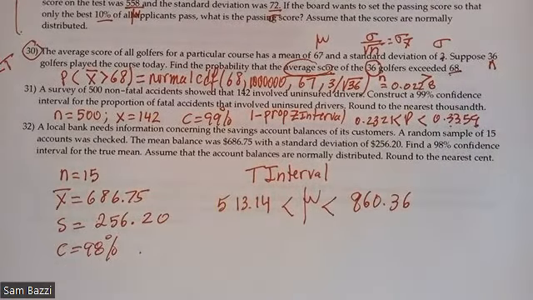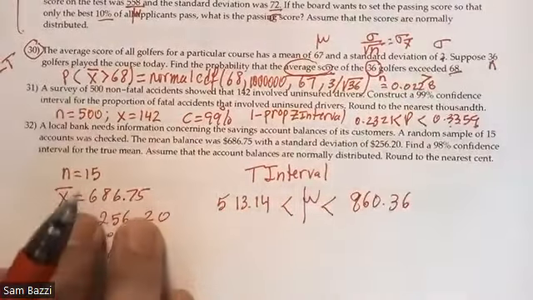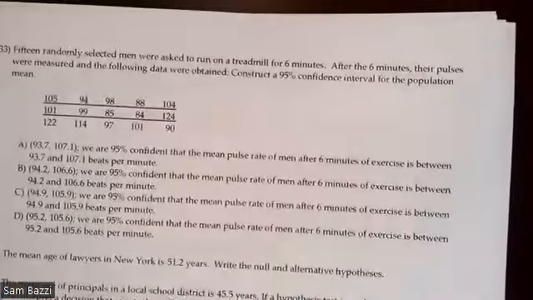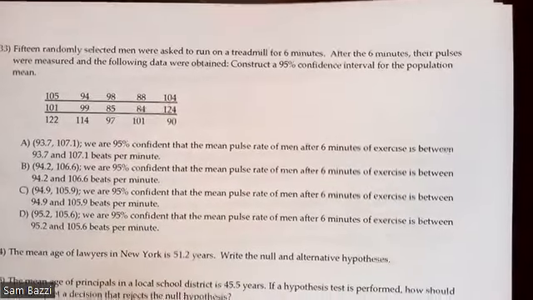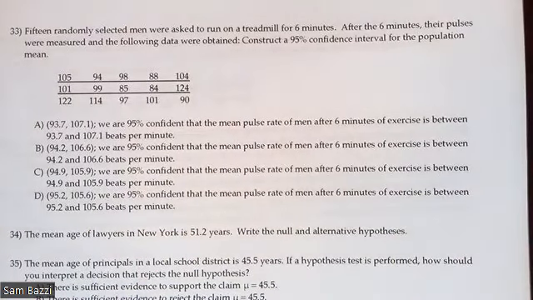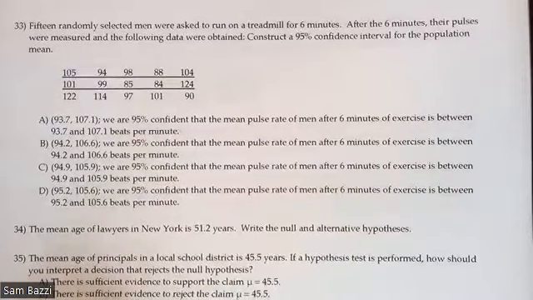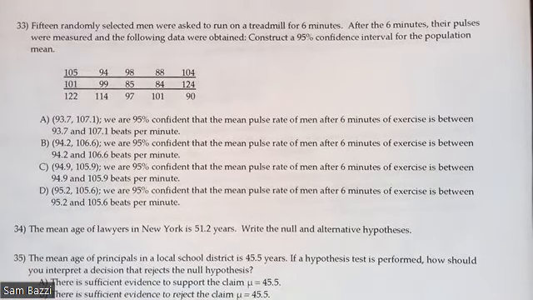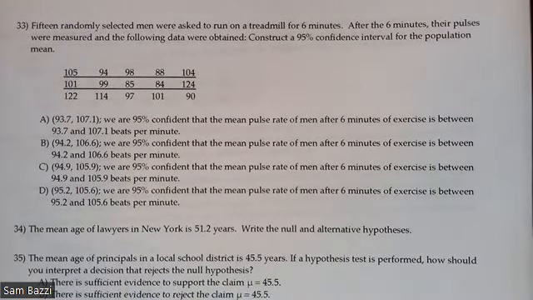Just let me pause for 1 second, please. Next question. So I'm gonna get the next one ready. 33. 15 randomly selected men were asked to run on a treadmill for 6 minutes. After 6 minutes, their pulse were measured and the following data were obtained. Construct a 95% interval. Okay, for this one, guys, you need to enter the data into a list first.